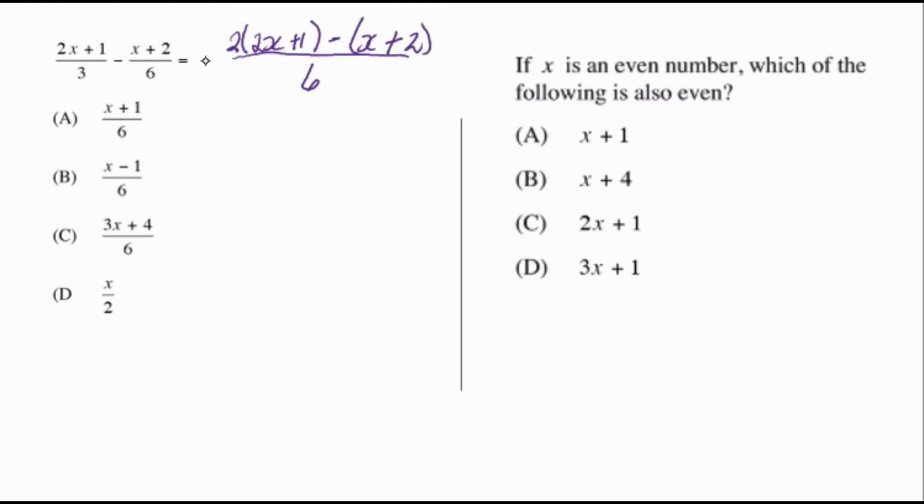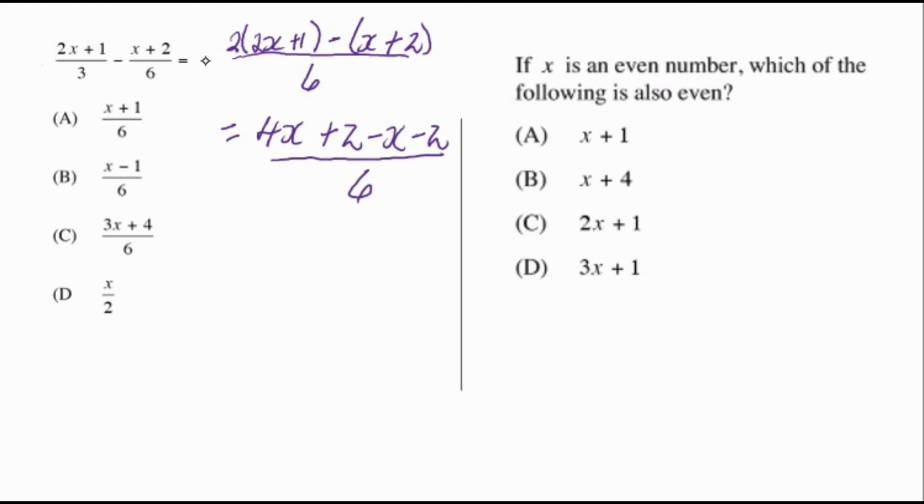We are going to evaluate, simplify. So we get 4x here. 2 times 2x is 4x. Plus 2 times 1 is 2. We'll get a negative x. And this negative times this positive 2 will give us a negative 2, all over 6.